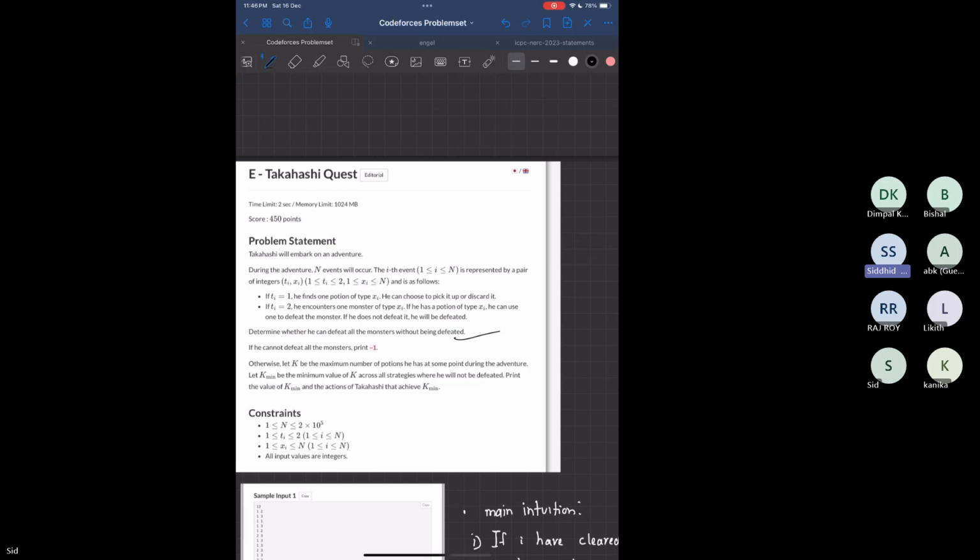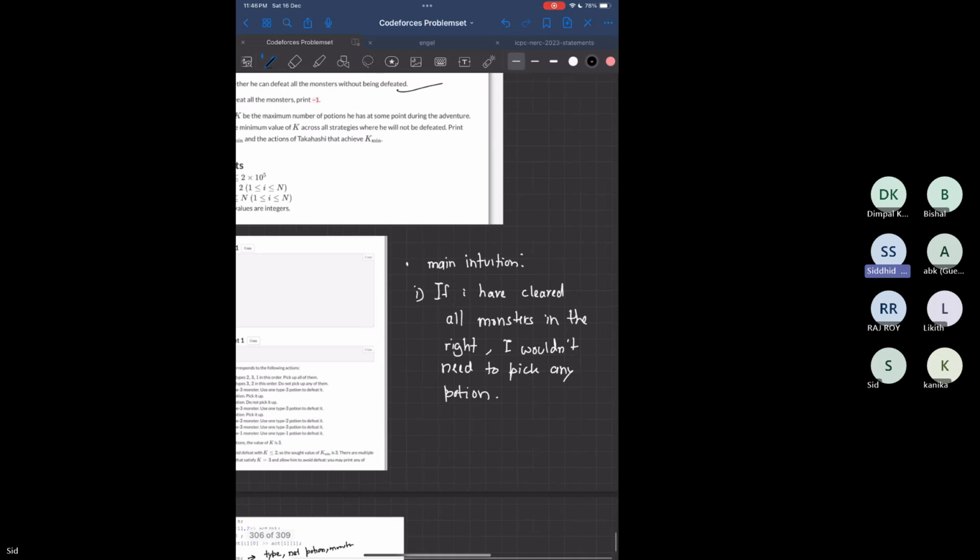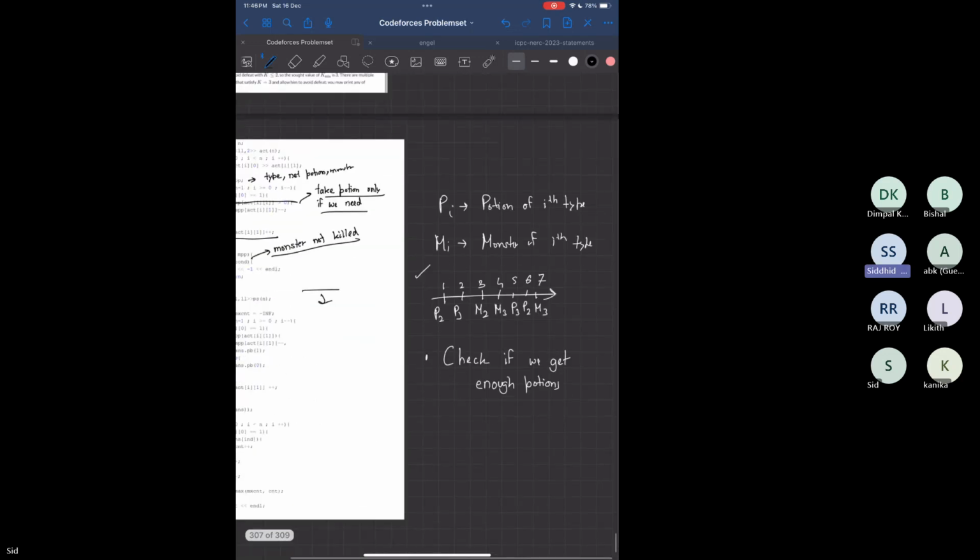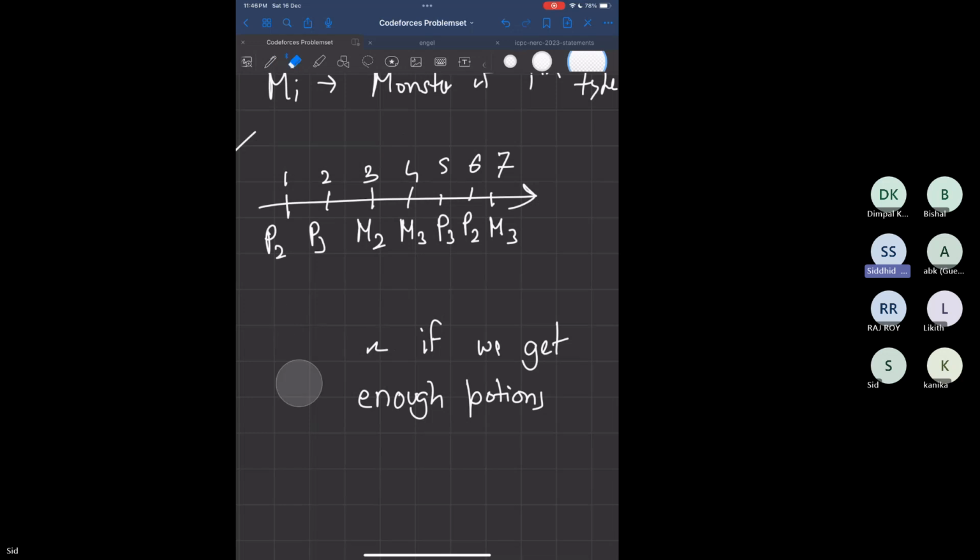Anyways, even if you go to write a predicate function, you'll get to say is there a way of taking the potions. So the main intuition is, if I have cleared all the monsters on the right, I wouldn't need to pick any potions now. What does it mean? So in this example, let's see what this means.